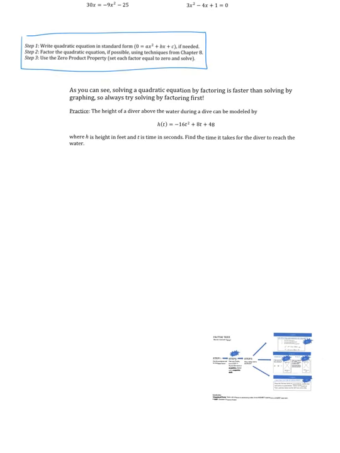Let's take a look at this word problem. The height of a diver above the water during a dive can be modeled by this parabola, where h is the height in feet and t is the time in seconds. Find the time it takes for the diver to reach the water. Now for this diver, he's standing up on a diving board, ready to dive into the water, and his dive can be modeled in the shape of a parabola. The other side of the parabola won't really matter in this case because our x-axis is time, and time starts at 0 moving forward.